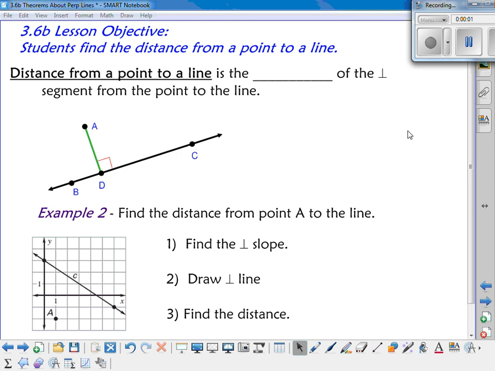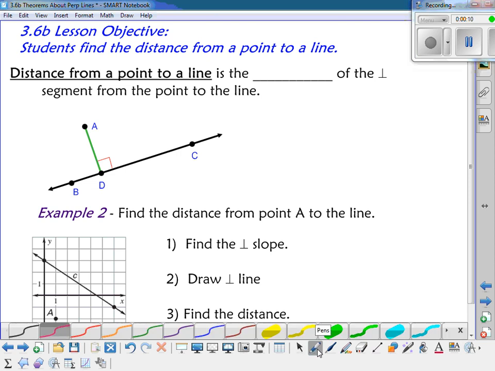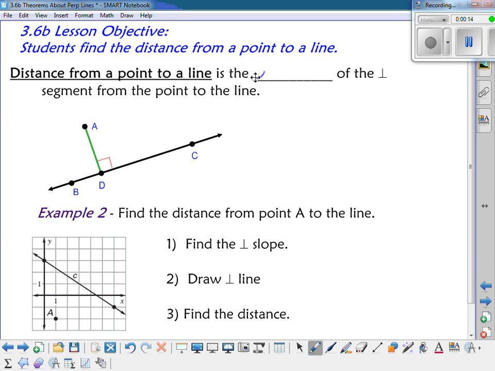Today's lesson is a continuation of the previous lesson. We are still talking about perpendicular lines. Today we're going to be talking about the distance from a point to a line. The distance from a point to a line is the length of the perpendicular segment from the point to the line.